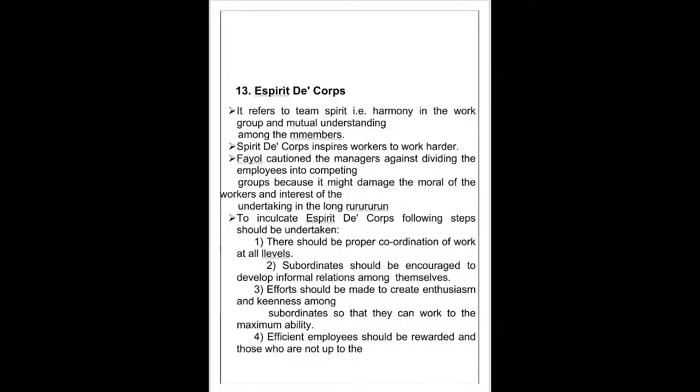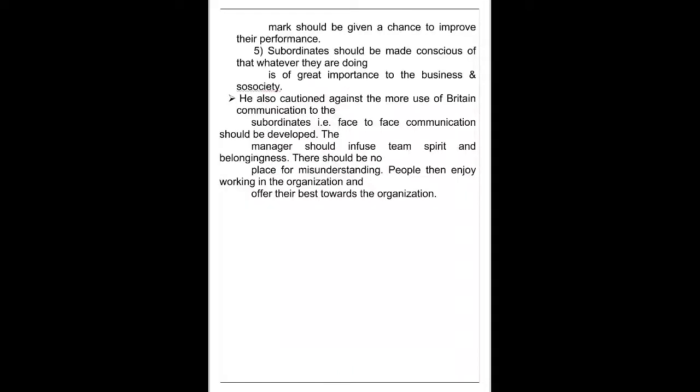To inculcate esprit de corps, the following steps should be undertaken. First, there should be proper coordination of work at all levels. Second, subordinates should be encouraged to develop informal relations among themselves. Third, efforts should be made to create enthusiasm and keenness among subordinates so that they can work to maximum ability. Fourth, efficient employees should be rewarded and those who are not up to the mark should be given a chance to improve their performance. Fifth, subordinates should be made conscious that whatever they are doing is of great importance to the business and society.